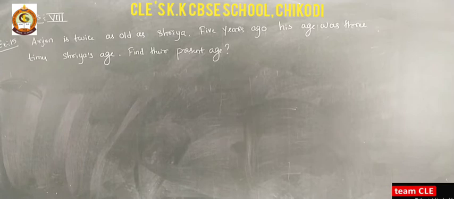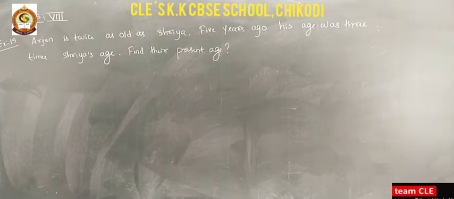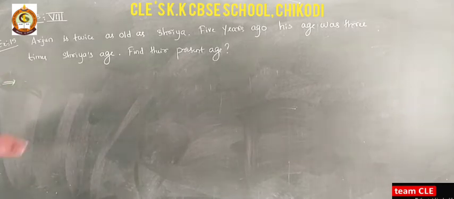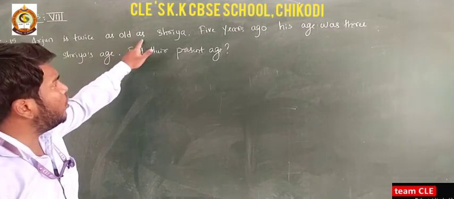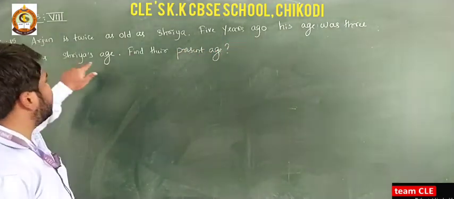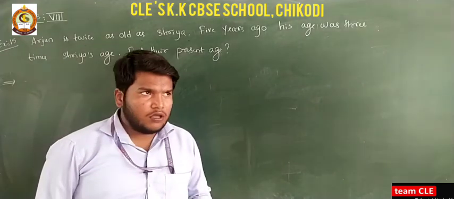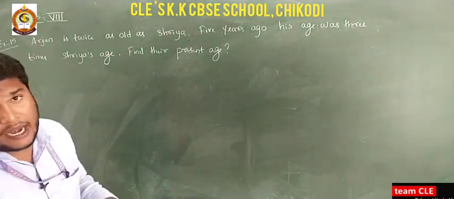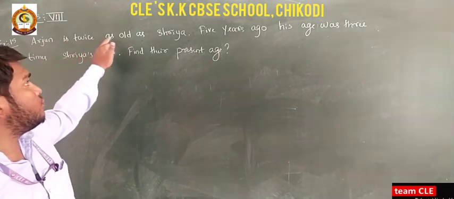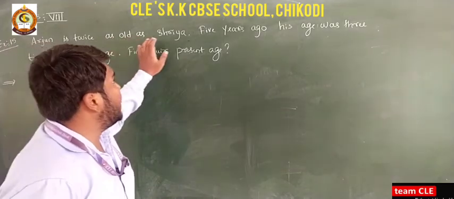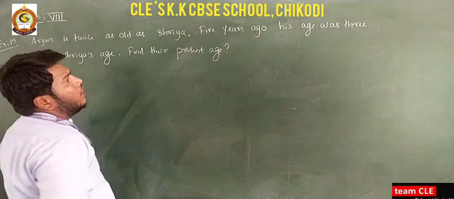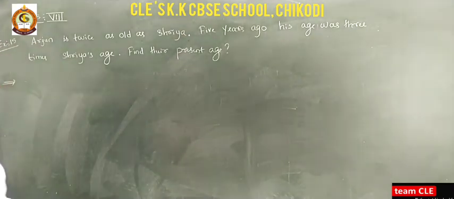Hello dear students, welcome back to one more question, that is some more applications of a linear equation in one variable. Example number 15: Arjun is twice as old as Shreya. 5 years ago, his age was 3 times Shreya's age. Find their present ages. By writing the given information you will understand the meaning of this question.